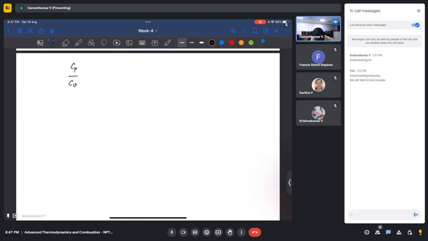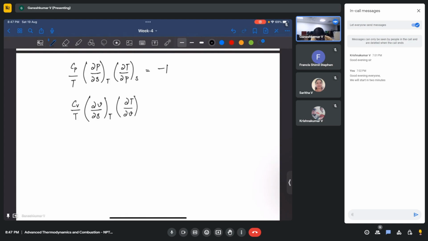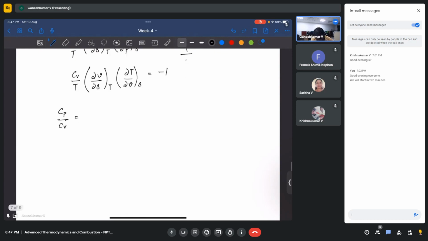Let me just give you that also. So we finally write Cp by T times ∂P/∂S at constant T and ∂T/∂P at constant S is equal to minus 1. Similarly, Cv by T times ∂V/∂S at constant T and ∂T/∂V at constant S is equal to minus 1. Now you take the division of these two, Cp by Cv. Once you do that, you will end up getting something like this.